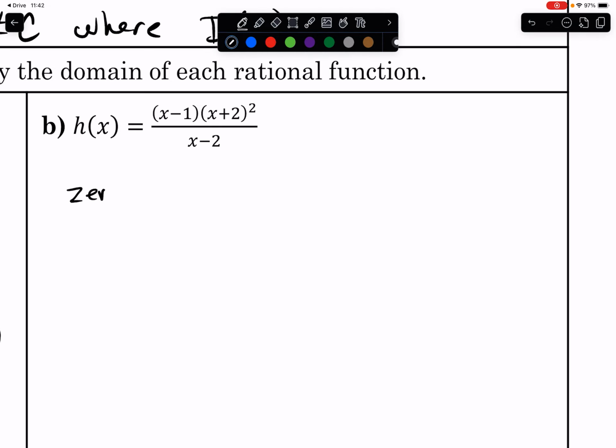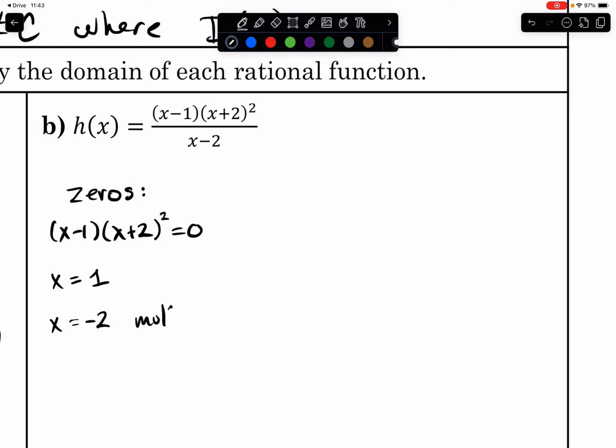For this example right here, let's figure out what the zeros are. Our zeros are going to be where the numerator is equal to 0, so x minus 1 times x plus 2, and there's two of them because it's to the second power. When is this going to equal 0? Well, x is going to equal positive 1, and x is going to equal negative 2, a total of 2 times. And obviously I don't have to repeat this because it's going to be the same number. So here are the zeros: x equals 1 and negative 2. Negative 2 just has a multiplicity of 2.